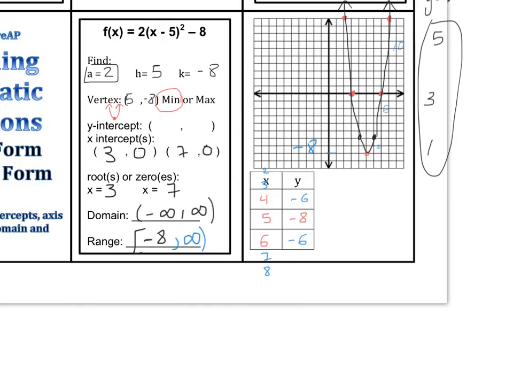Now we still have one more thing to find, which is the y-intercept. Now let's take a minute and think about it. What does a y-intercept mean? It's where the graph touches the y-axis. So the x of the y-intercept is always 0. So if I cannot find the y-intercept from the graph, I can go back to the equation, plug in x equals 0, and find what y would be. So go ahead, take a minute and do that.